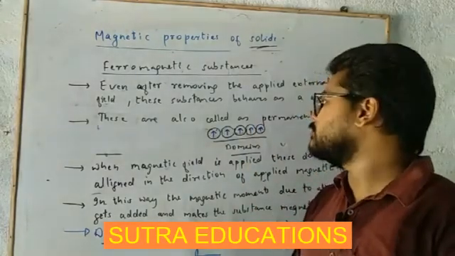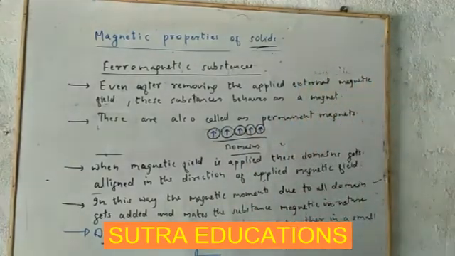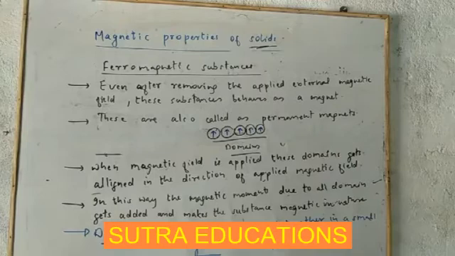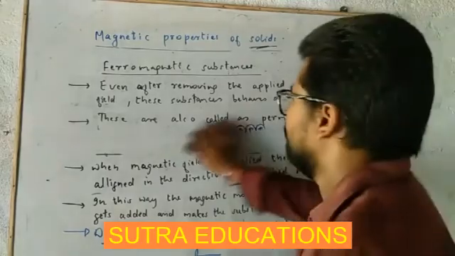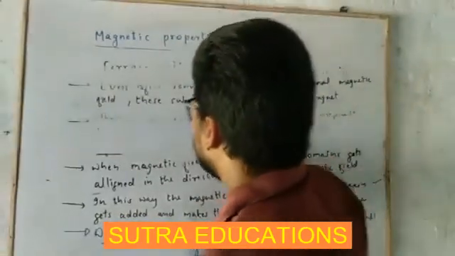Now come to antiferromagnetic substances. Okay, so what are antiferromagnetic substances? Write down antiferromagnetic substances.